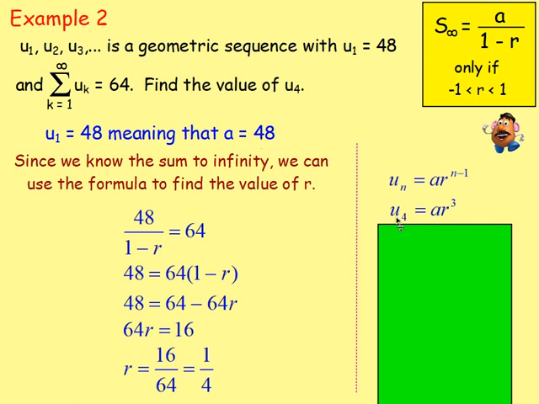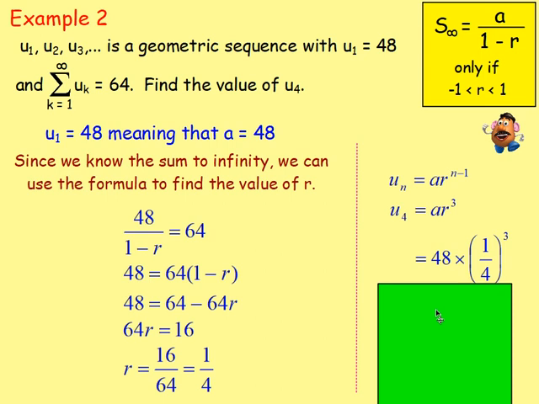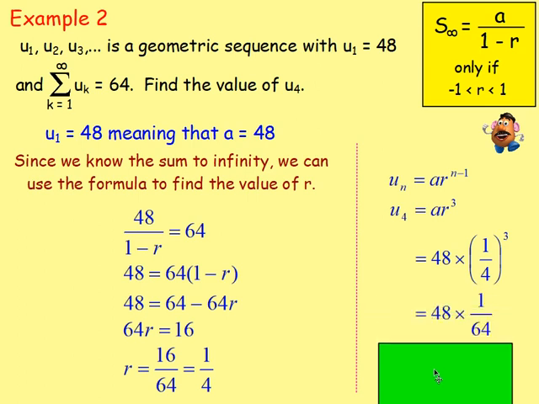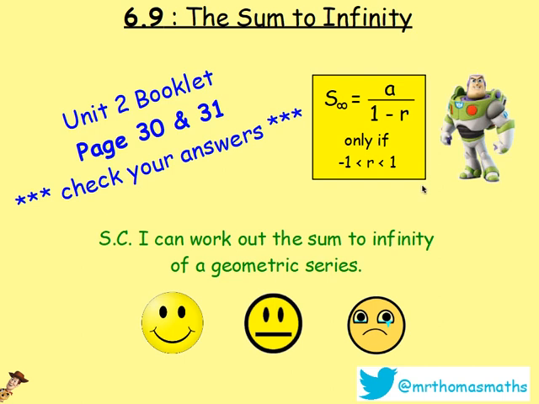Replace A with 48 and replace R with 1/4. That will give us 48 times 1/4 to the power of 3. 1/4 cubed, well, if you cube 1, you just get 1. Cube 4, you get 64, so it's 48 times 1 over 64, and that would simplify to 3/4.